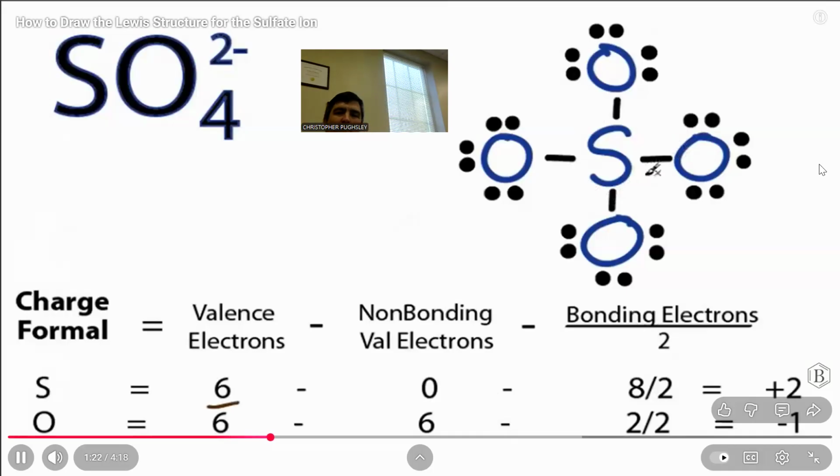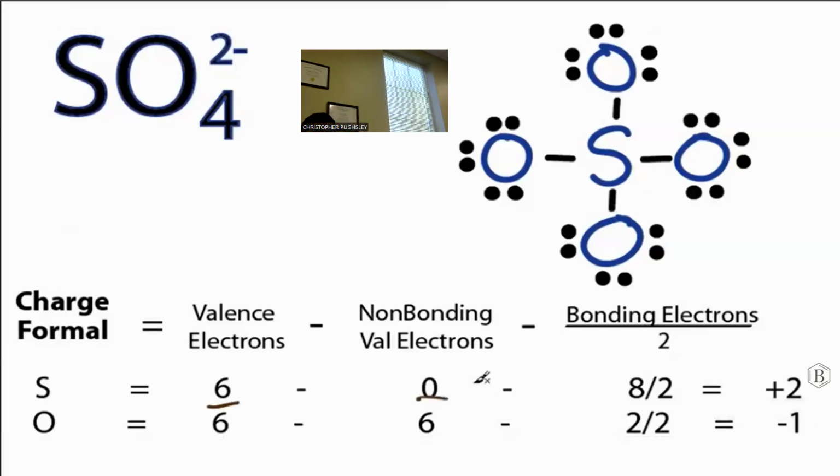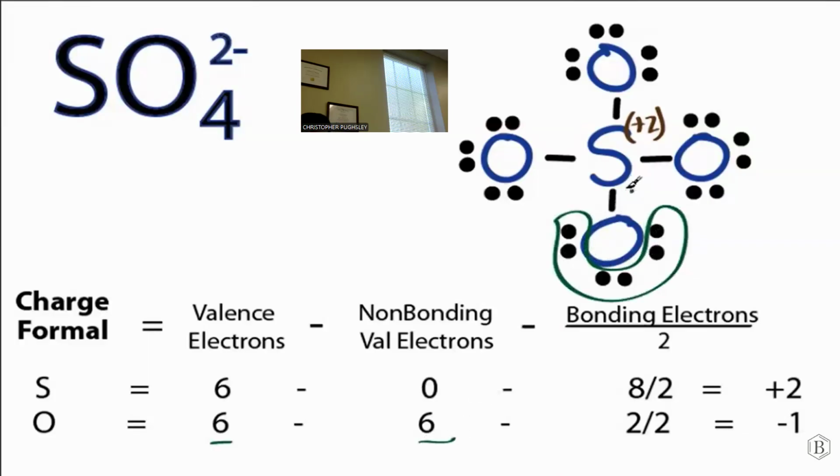Up here, all of the electrons are involved in bonds, so non-bonding is 0. And the bonding electrons, 2, 4, 6, 8, we've used 8 of those, and we'll divide that by 2. 6 minus 0 minus 4 gives us a +2 formal charge for the sulfur. For the oxygen, it's also in group 16, so it has 6 valence electrons. Non-bonding we have 6, and bonding we have 2. All these oxygens are the same, so we only need to do 1. So 6 minus 6 minus 1 gives us a -1 formal charge for each oxygen.